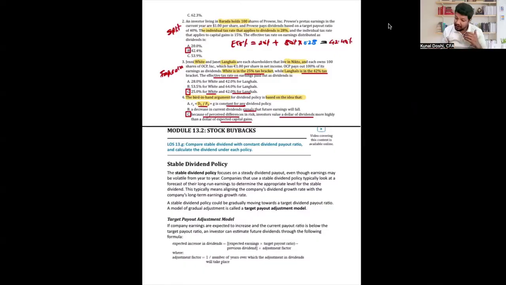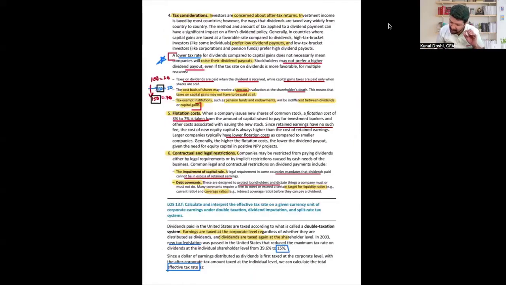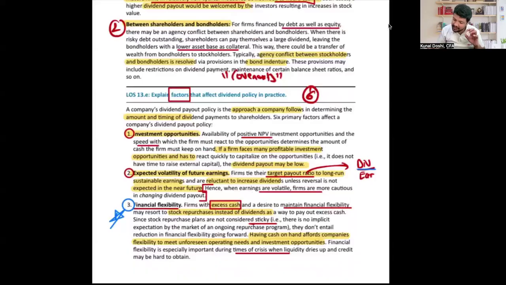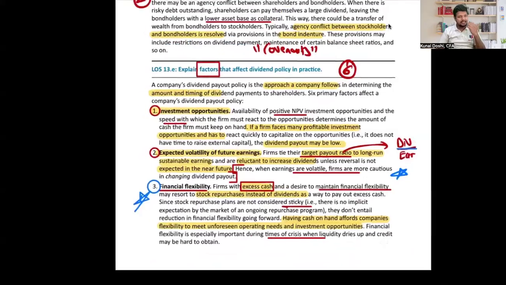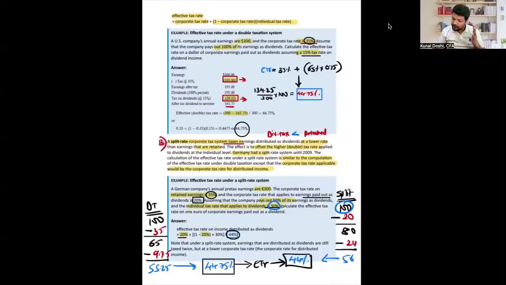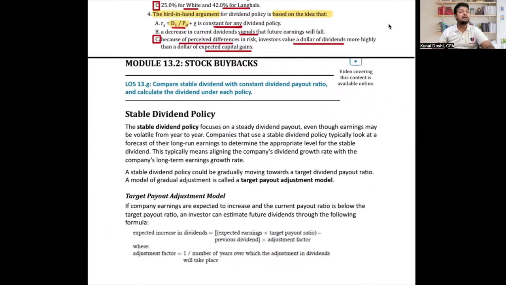Now, remember we discussed that when the earnings are volatile, what will the company prefer to do? The companies will prefer to maintain the payout ratio. Correct? This is what we discussed. So, what is the payout ratio? Payout ratio is how much of the earnings companies are willing to pay out as dividends.